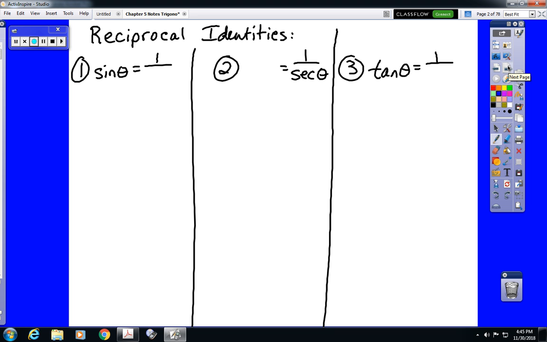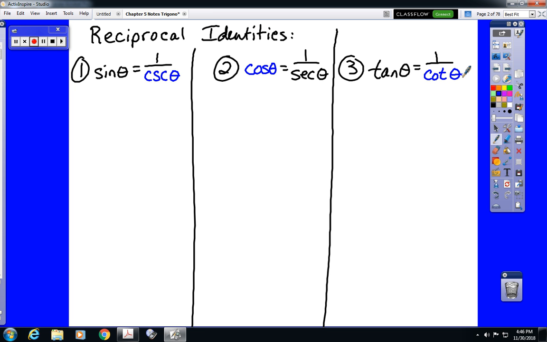The first set of identities we've talked about are the reciprocal identities. That is that sine of any angle, sine of theta, is equal to 1 over the cosecant of theta. The cosine of any angle is equal to 1 over the secant of that angle, and the tangent is 1 over the cotangent. Each pair of these trig identities are reciprocals of each other. So sine and cosecant are reciprocals, and cosine and secant are reciprocals.